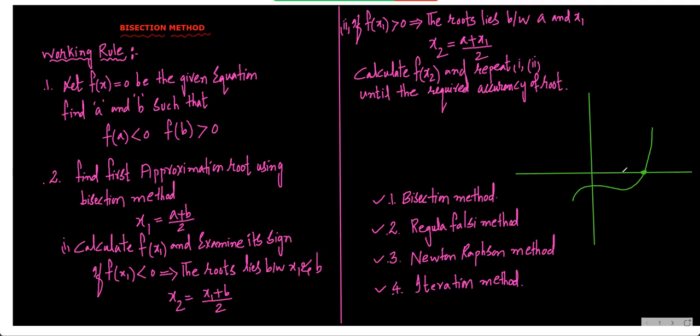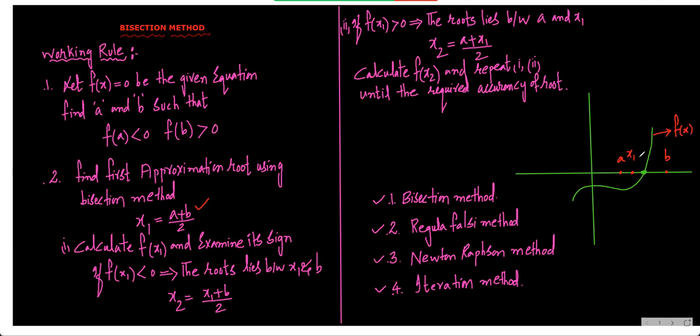Let us take one point here and one point here. We are assuming these are A and B. We take two points near the solution and find the average value using this formula. Suppose the average of these two lies here, then that value is called x1. That value we substitute in our function, in our f of x.